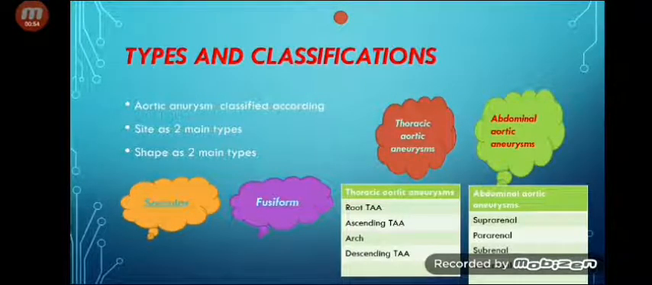Types and classifications. Aortic aneurysm is classified according to site as two main types, and according to shape as two main types. As shape, circular and fusiform. As site, into thoracic aortic aneurysms and abdominal aortic aneurysms. Thoracic aortic aneurysms into root, ascending, arch, and descending thoracic aortic aneurysm. Abdominal aortic aneurysms into suprarenal, pararenal, subrenal, and infrarenal.